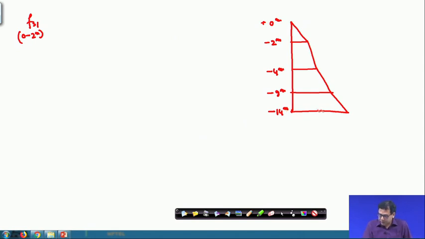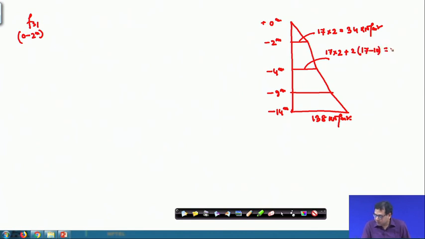Okay. So, 14 meter I have already calculated, that is 138 kilonewton per meter square. For 2 meter, it is 17 into 2, that is equal to 34 kilonewton per meter square. And the 4 meter, that will be 17 into 2 plus 2 into 17 minus 10, so that is equal to 48 kilonewton per meter square. Similarly, here it is 88 kilonewton per meter square.